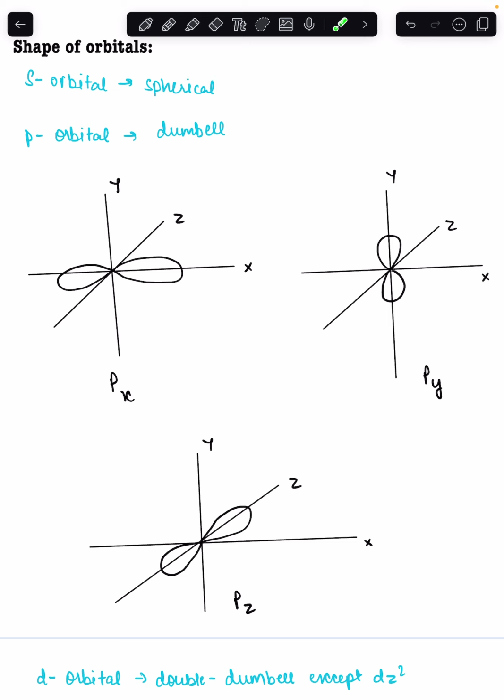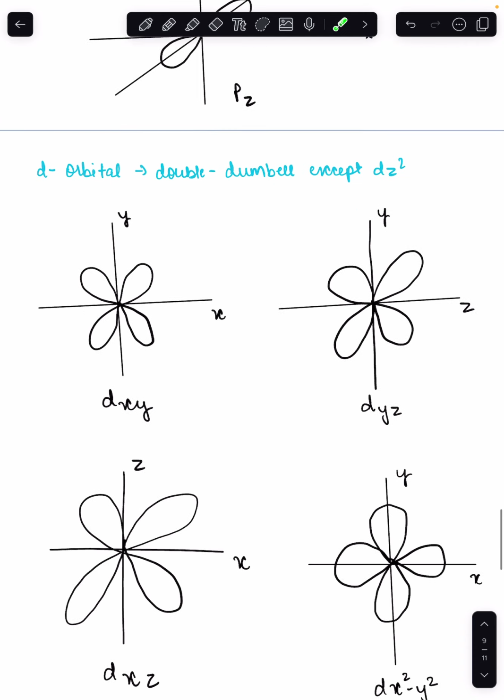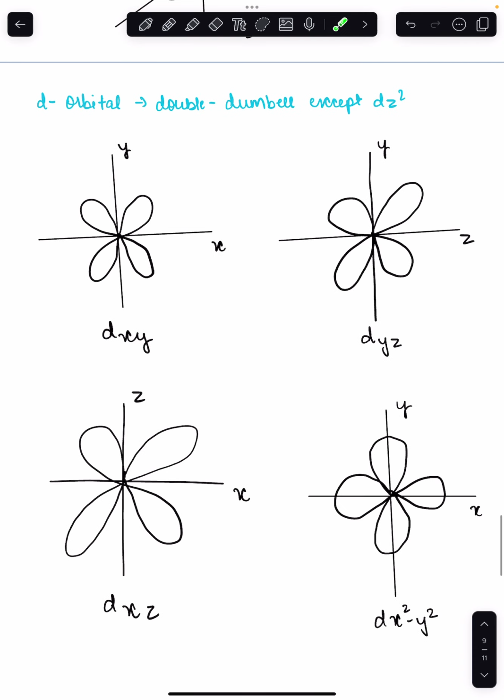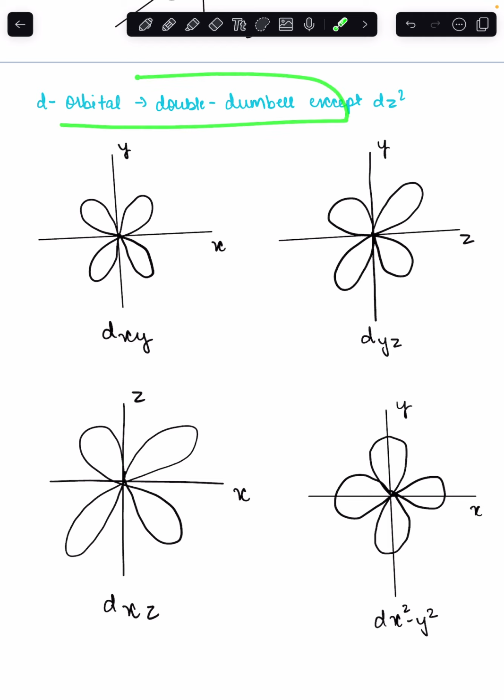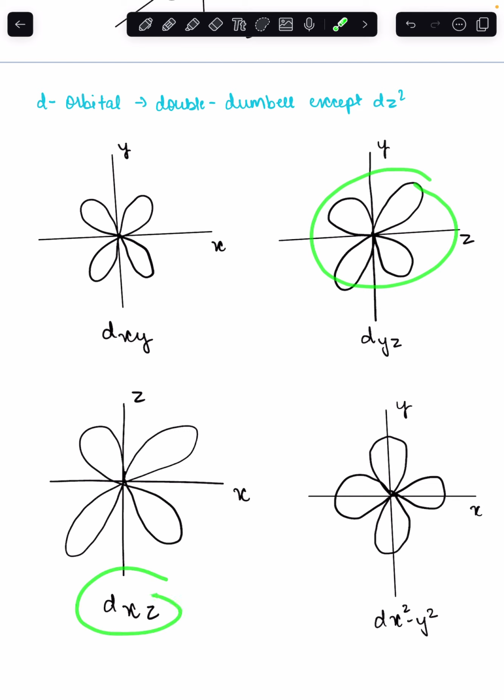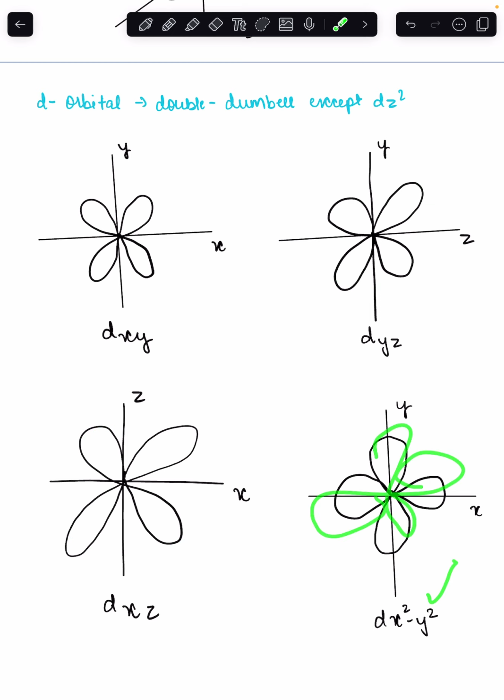Now the d orbital is the double dumbbell shape except for dz square. Except for dz square, the other four are very simple to understand. In dxy we have it only in the xy plane, for dyz only in the yz plane, and for dxz only in the xz plane, and for dx square minus y square we have it only on the x axis and y axis.